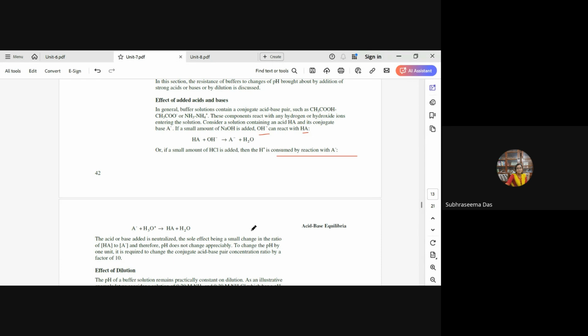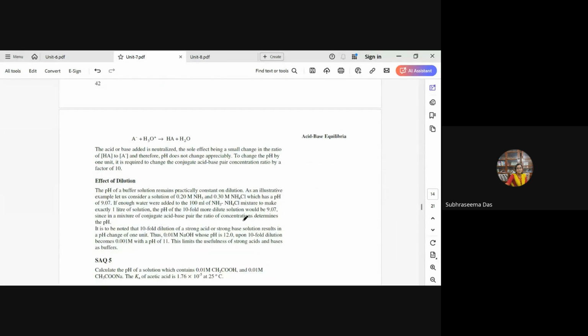To change the pH by 1 unit, it is required that we change the concentration of the acid base pair by a factor of 10. So in general, when we add any acid or base in small amount to a buffer, the pH does not change appreciably. Then looking at the effect of dilution on the pH of a buffer solution, the pH of a buffer solution remains constant on dilution.